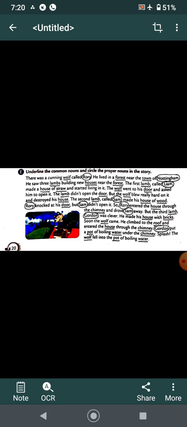He climbed to the roof, underline roof, and entered the house, underline house, through the chimney, underline chimney. Gordon put a pot of boiling water under the chimney. Gordon, circle, pot, water and chimney, underline. These 3 are common nouns. Splash, the wolf fell into the pot of boiling water. Wolf, pot and water, underline, because these are all common nouns. I hope children you have done this and understood till here what are common nouns and proper nouns.